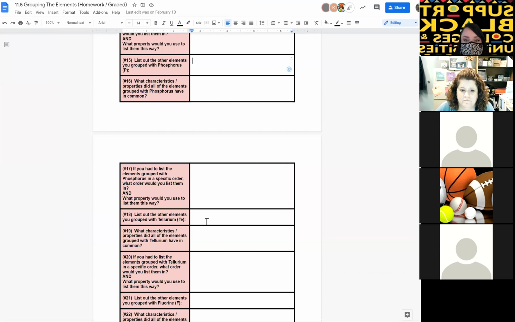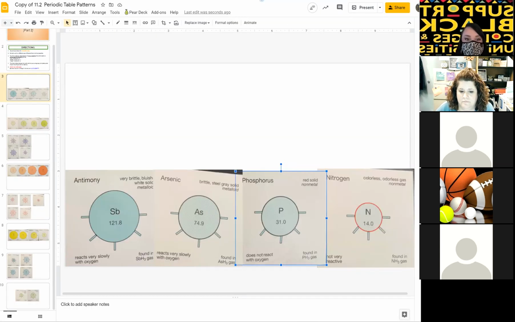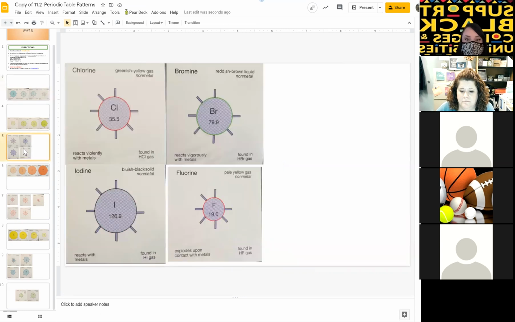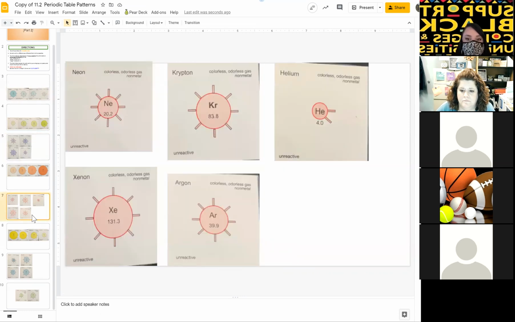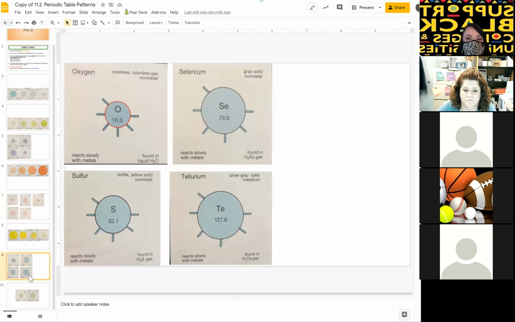Next group of characteristics here would be 18, 19, and 20. So the group with tellurium. All right, so here's my group with tellurium. What do these all have in common? They're all black, I think purple or blue. Very good. They're all this kind of darker speckled blue. Okay, what else?